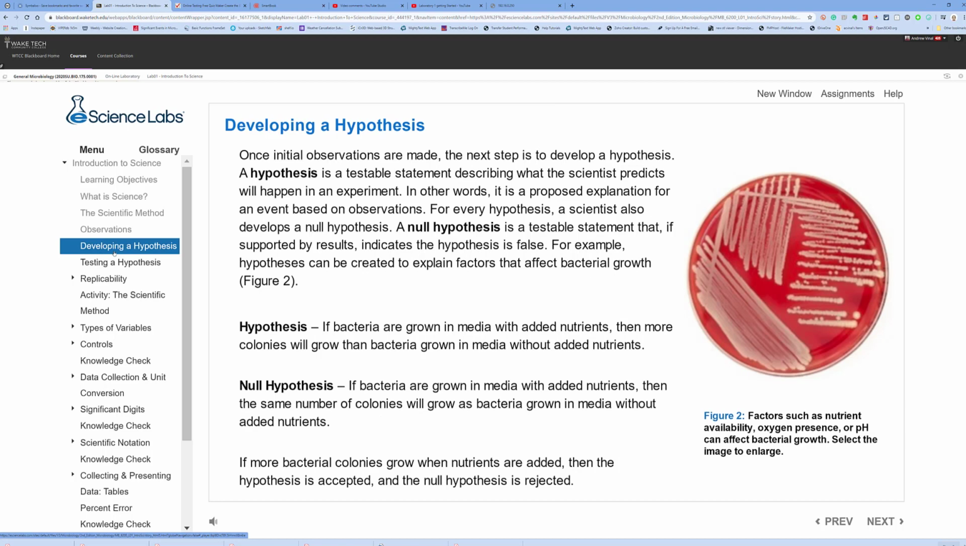Developing a hypothesis: a testable experiment, as I mentioned. For every hypothesis, a scientist also develops a null hypothesis. That's a testable statement that, if supported by results, indicates that the hypothesis is false. And that's fine. For example, if bacteria are grown in media with added nutrients, then more colonies will grow than bacteria grown in media without the added nutrients. The null hypothesis is, if bacteria are grown in the media with added nutrients, then the same number of colonies will grow as bacteria grown in the media without. So that's your null. So you want to know what the contribution is of those particular ingredients.